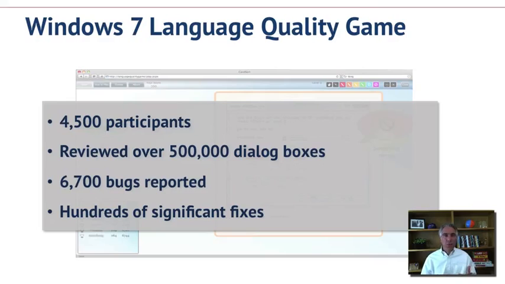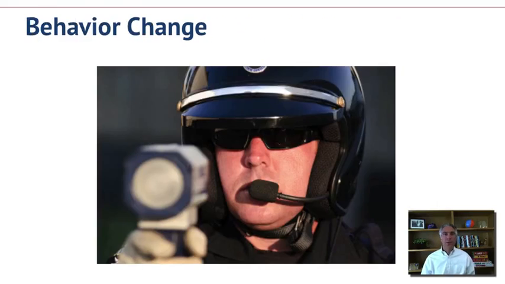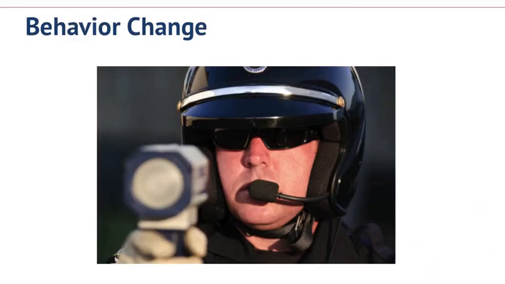But again, the game structure made it fun, made it enjoyable, and helped to get people to participate. The third example is a behavior change example, and maybe not one of the ones you might expect. This example has to do with speeding. So how do the police get people not to speed?